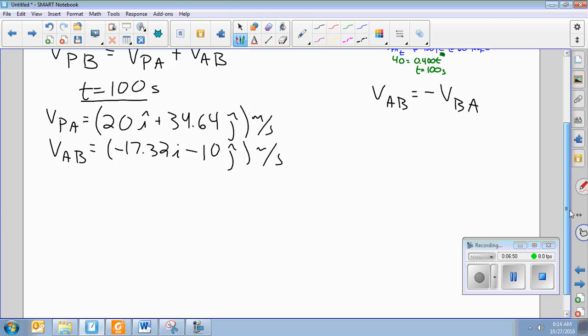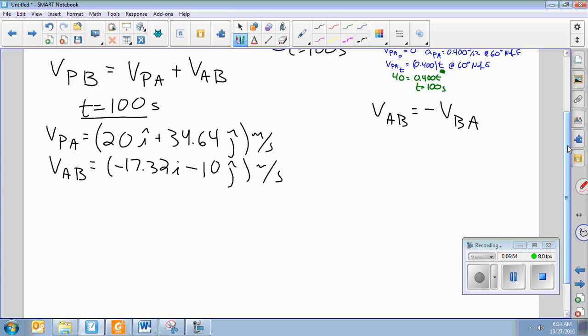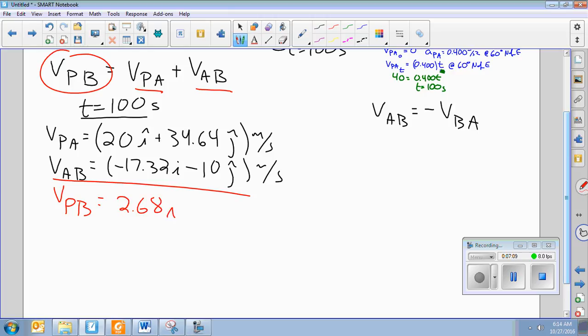So remember, we want to add VPA plus VAB equals what we're looking for, right? So the velocity of P with respect to B is what I get when I add these guys. So just add component-wise, and you end up getting 2.68 I, and then 34.64 minus 10 gives you 24.64 J, and this is all in meters per second.